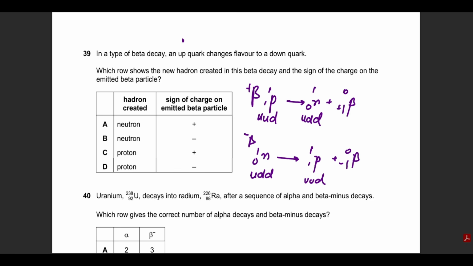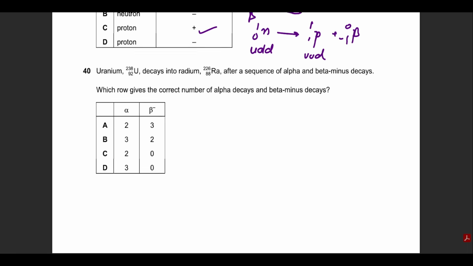He's asking us that one up changes to a down quark. It only happens in this one. So it's going to be a beta positive decay, beta emitted particle positive decay, and the hadron created is a neutron. Neutron is created. It's option A.